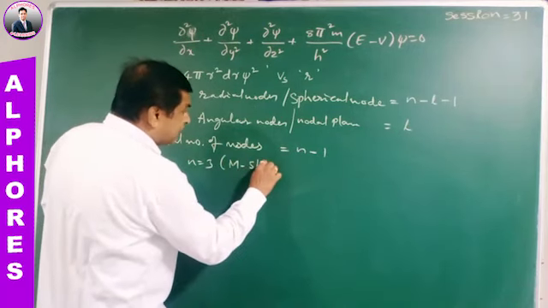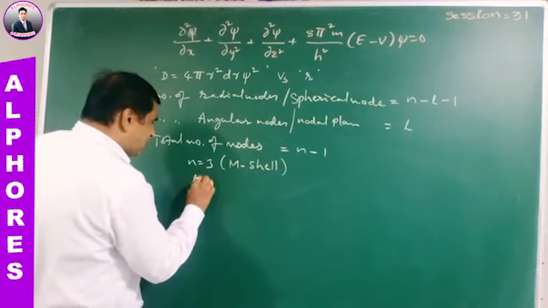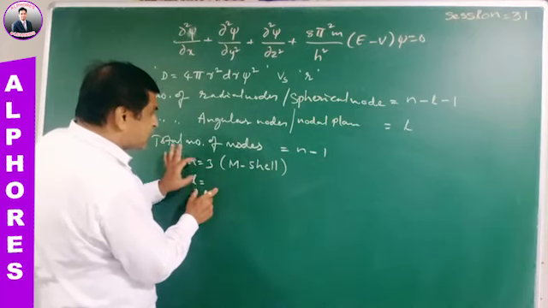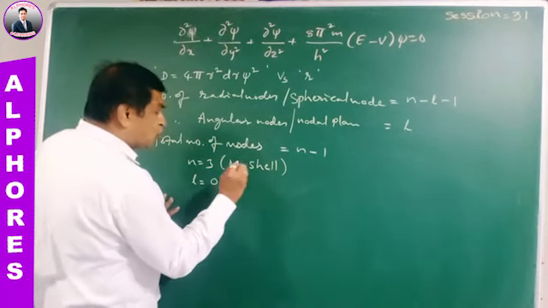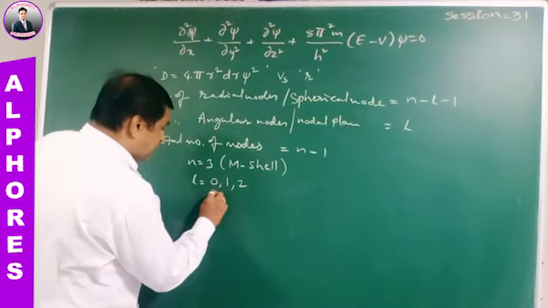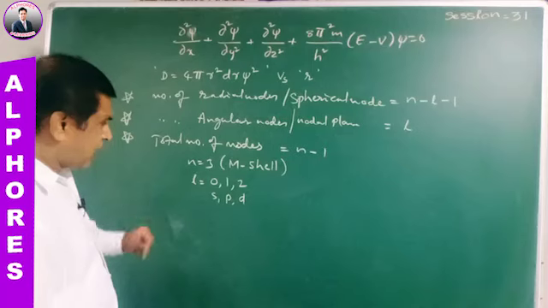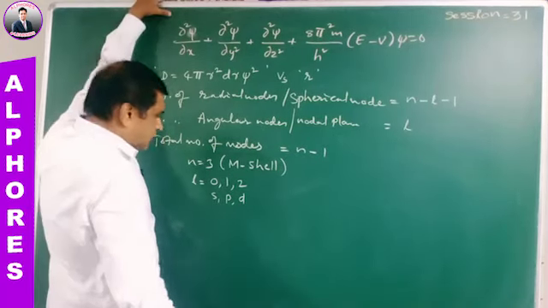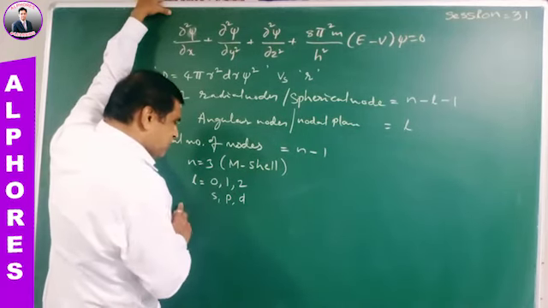In M shell, what are the possible subshells we have? Possible subshells: L is equal to 3, it should be 3 because the number of subshells equals the n value. So that means 0, 1, 2 subshells are possible. That means S, P, D subshells are possible. So like this, 3 subshells are possible.